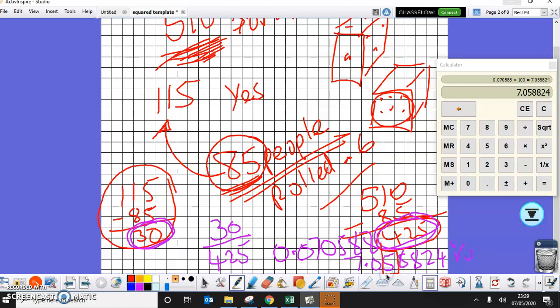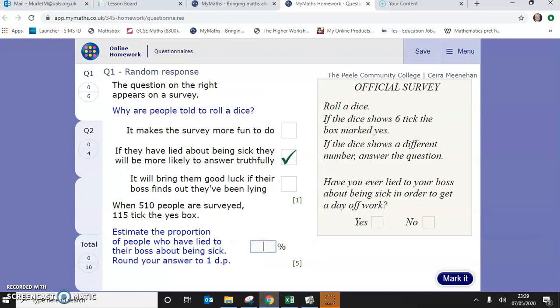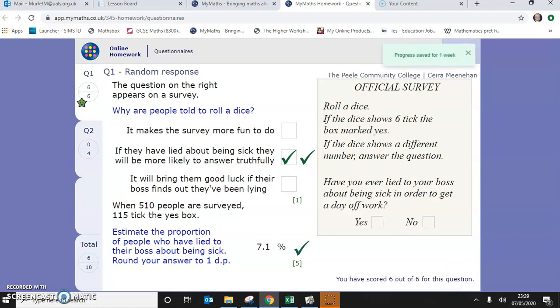What effect is the 5 going to have? It's going to round the next digit up by 1, so it should be 7.1. Let's go back to this one and put 7.1%. Okay, so we've got our mark for this question here, and we've got 5 marks for this bit here.